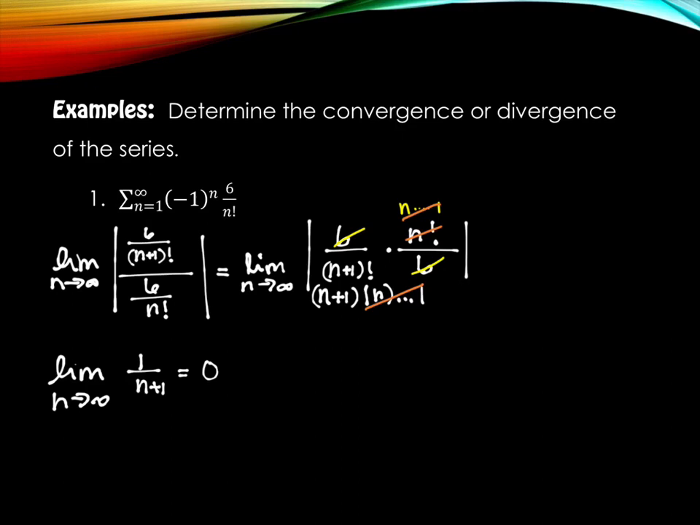And we didn't really need it to be 0. We just needed it to be less than 1. But 0 will work. Happy with that? So this is less than 1. So what does that mean? It converges absolutely by the ratio test. Yep.